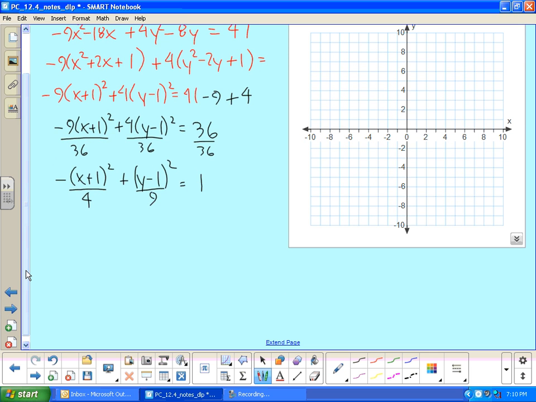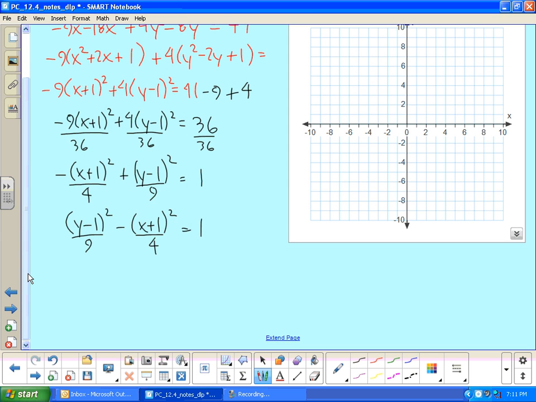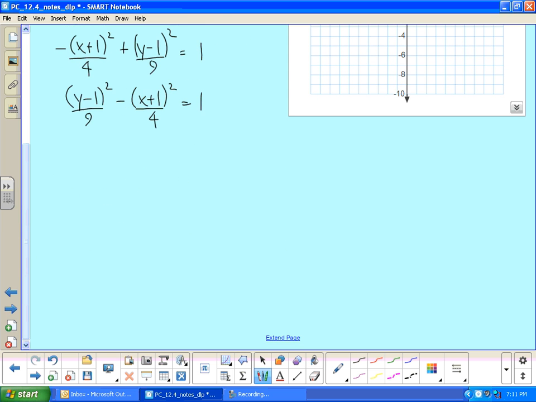We never really started with a negative x squared. Well, that's because we're going to switch them and end up with a hyperbola. There we go. All right, we know our h and k: -1, 1. We know a squared is equal to 9, which means a is equal to plus or minus 3. b squared is equal to 4, so we are at plus or minus 2.